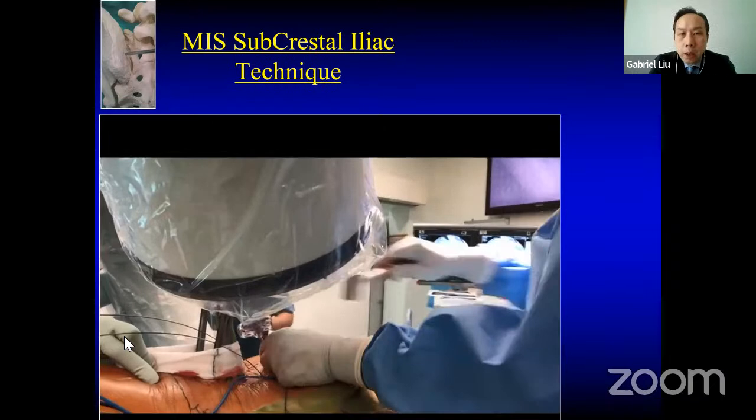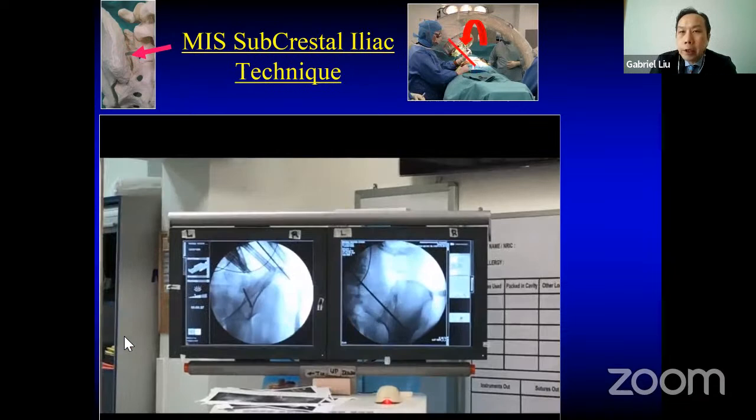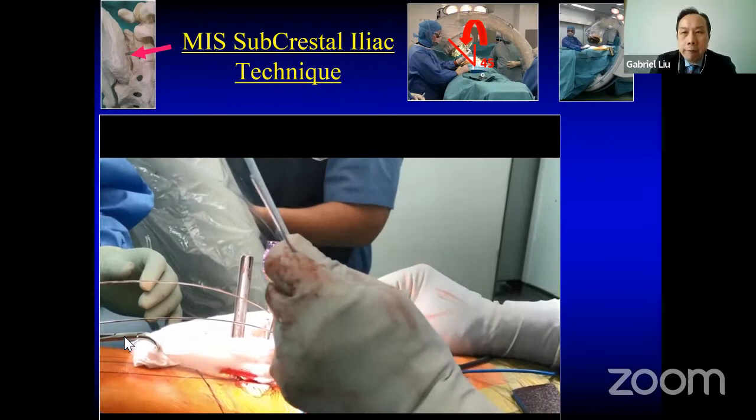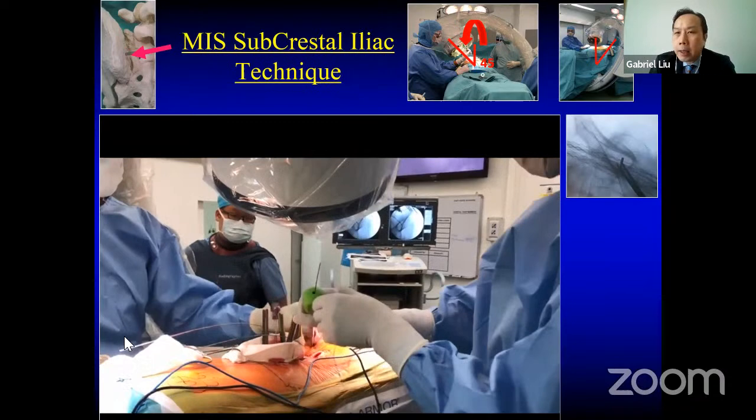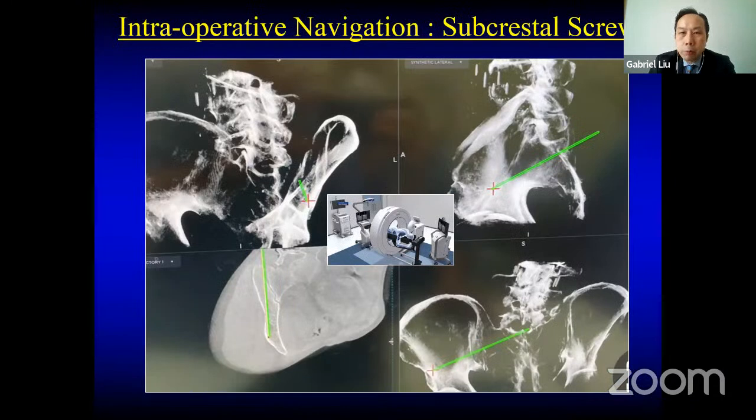Of course, you have to be able to use the teardrop view to find out what is happening, by rotating your C-arm 45 degrees and tilting your C-arm 45 degrees. You will be able to get the teardrop view, which is particularly important to check all the iliac fixation. After that, again, it's like any other MIS technique: you insert the screw, and after the screw, you connect the rod.